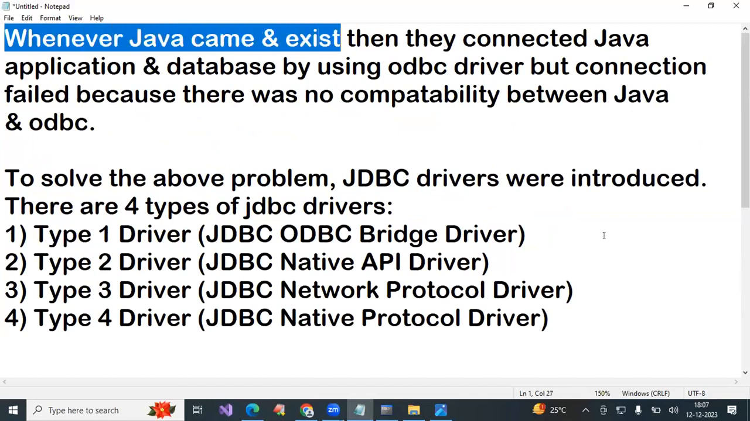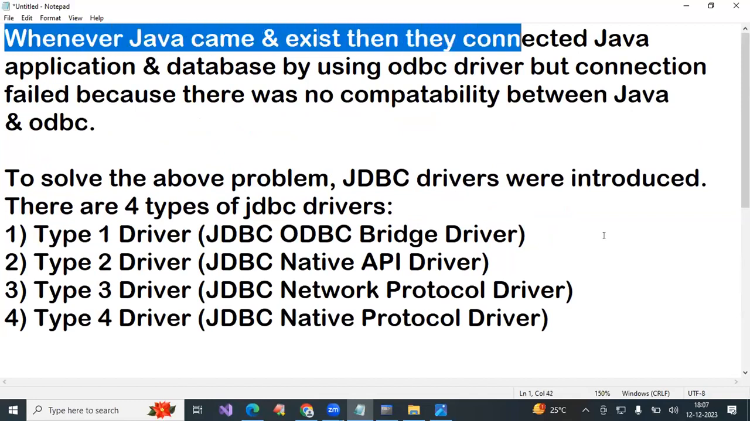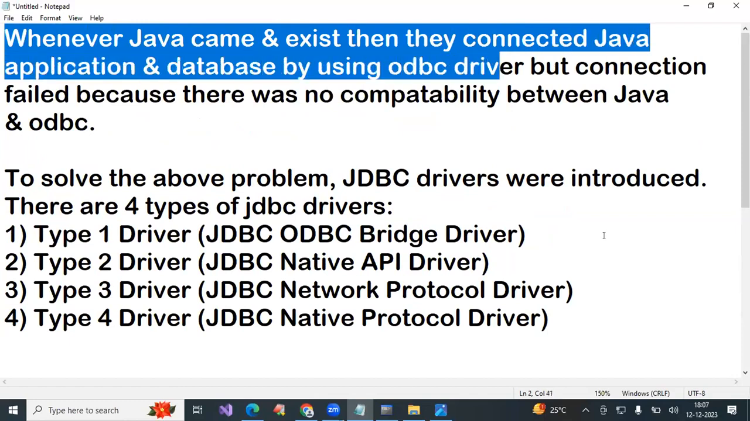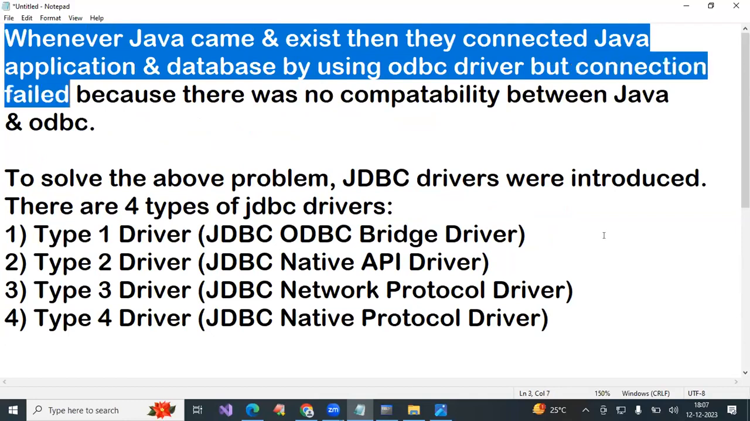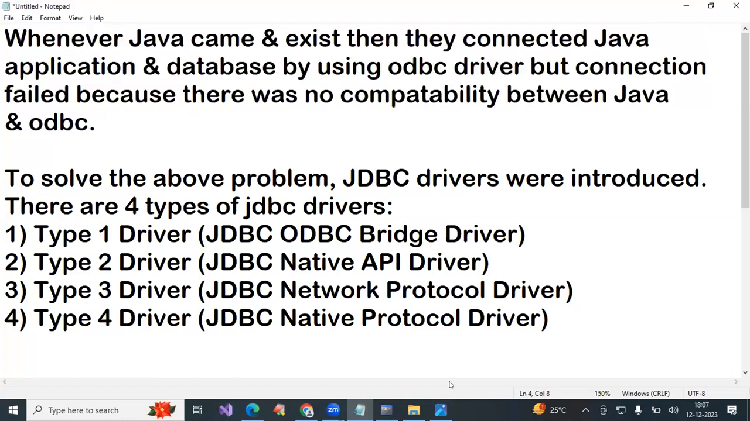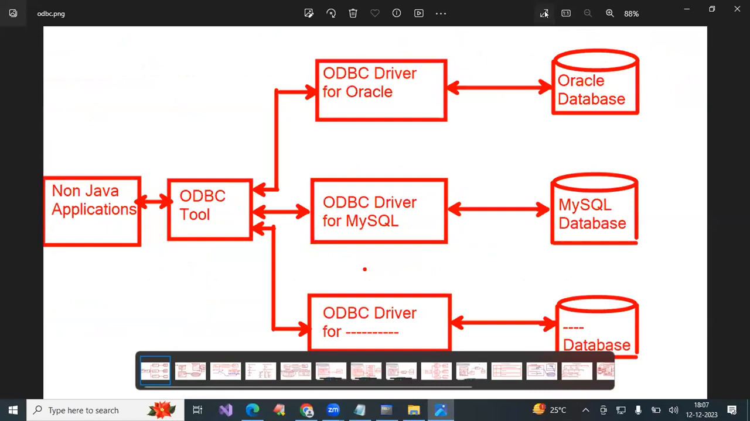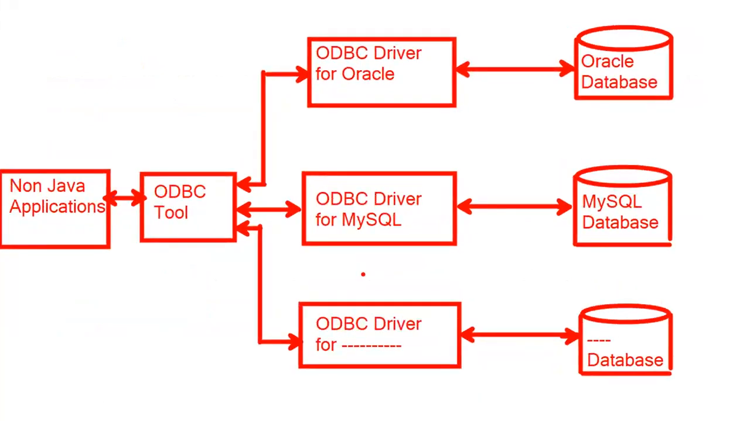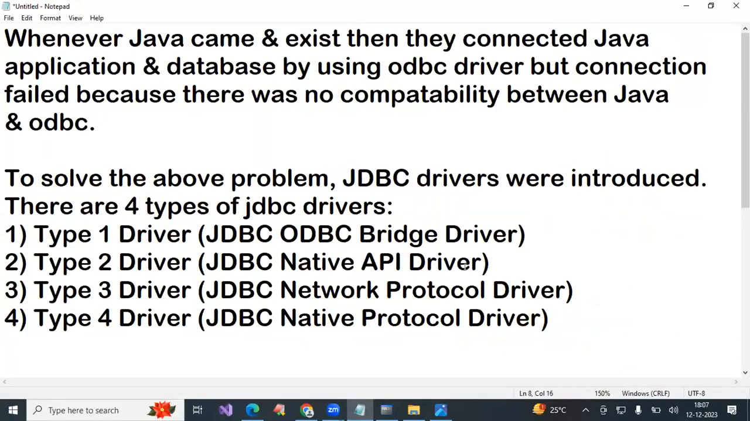When Java came into existence, they connected Java application and database by using ODBC driver. But the connection failed because there was no compatibility between Java and ODBC. So when Java came into the market, they connected in the same style, but the connection failed here. There was no compatibility between Java and ODBC. That is the reason these drivers came into the market.